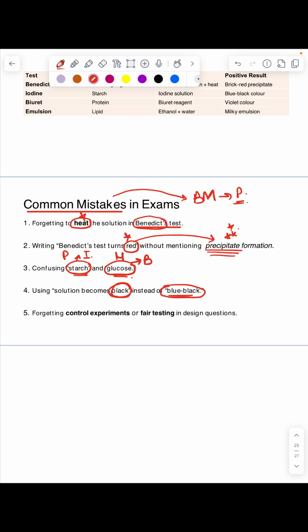Lastly, many students forget writing about the control experiments or talking about fair testing whenever they design the questions. So again, this is very important. Control experiment is very essential to mention so that you can tell that the change that is happening within the experiment that we're conducting, that is only due to the variable that we're looking at.